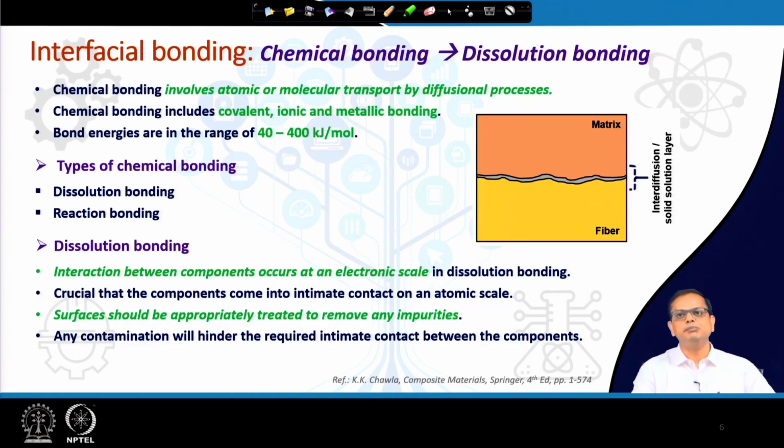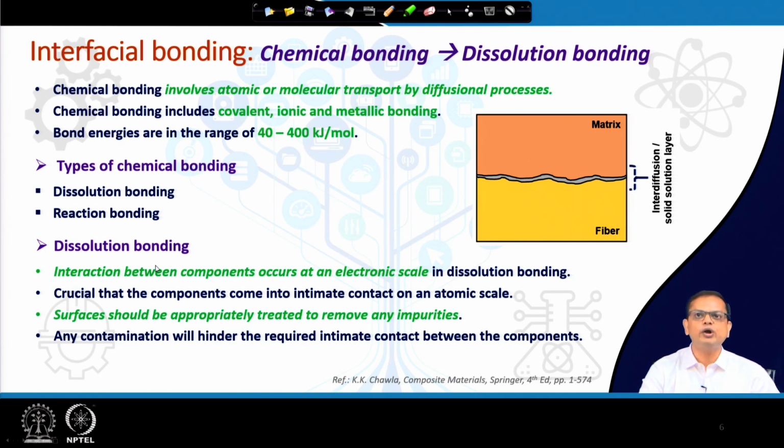So, the next one is chemical bonding, and in chemical bonding we would like to discuss dissolution bonding. Now, chemical bonding involves atomic or molecular transport by diffusion processes. I mean, we all understand that part. Chemical bonding includes covalent, ionic and metallic bonding, and the bond energies are quite high depending upon what kind of bonding we have. Do we have dissolution bonding, do we have diffusion bonding, or do we have some chemical reaction taking place, and that leads to chemical bonding. Based on these different kinds of bondings, we can have a varied range of bond energies. As I have mentioned already, chemical bondings are of two kinds, dissolution bonding and reaction bonding.